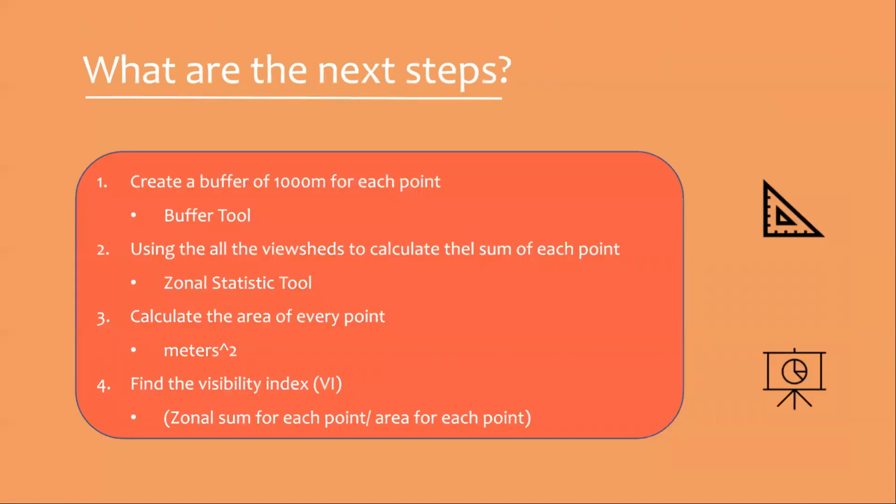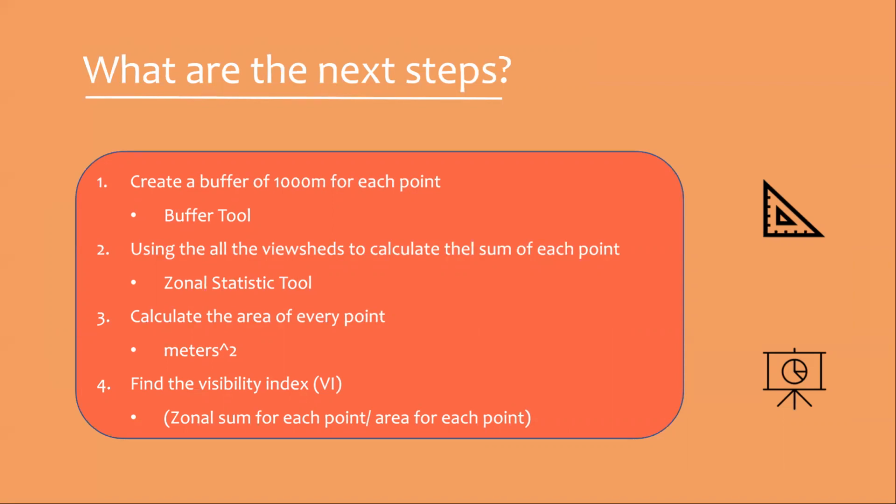After calculating those viewshed points, I need to do the following. I first need to create a buffer of 1,000 meters for each point, there are 200 points. I'll be using the buffer tool in ArcGIS Pro. I then will be using all those viewsheds that I calculated to calculate the sum of each point using a tool called the zonal statistics tool.